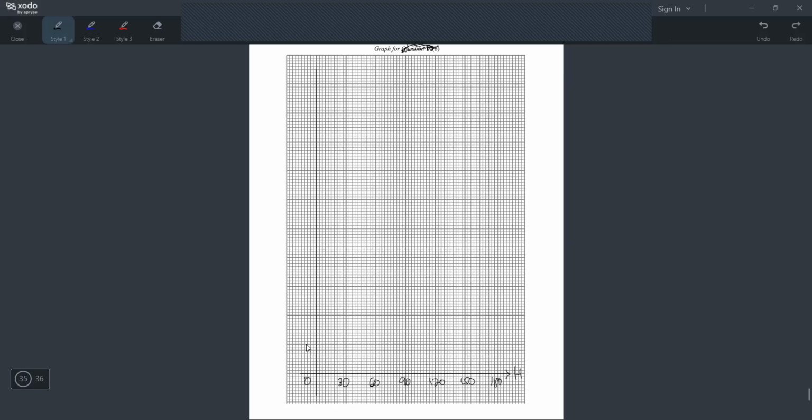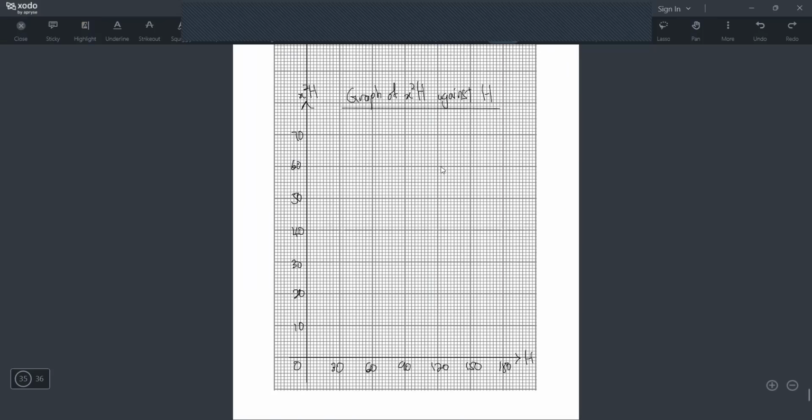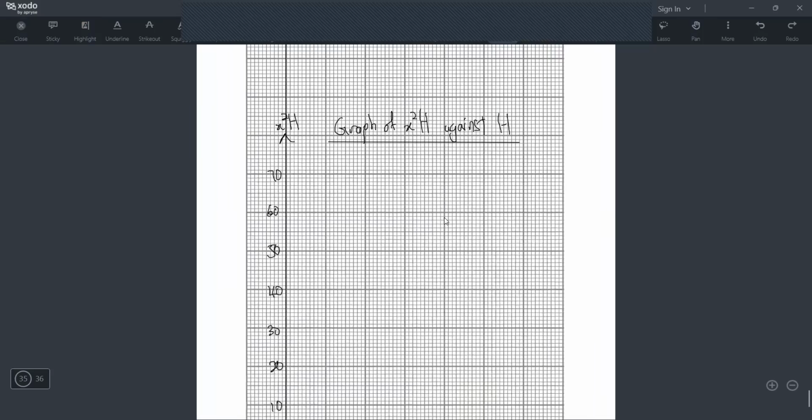But they say 2 cm to 10, right? So it will be 10, 20, 30, 40. What's the highest value? 66. So you go up until 70, that's enough, and then it will stop here. And then here you write x squared h, right? And the title later will be graph of x squared h against h. And then underline. Let's underline nicely. So this is how you draw the axes. Let's make it bigger so that it's much easier to plot later.